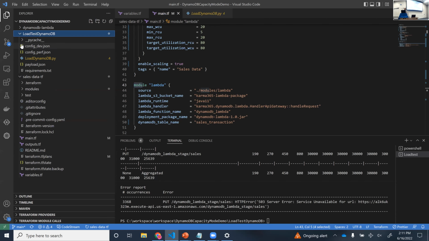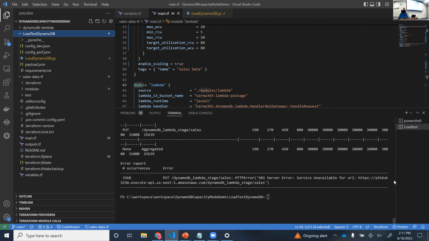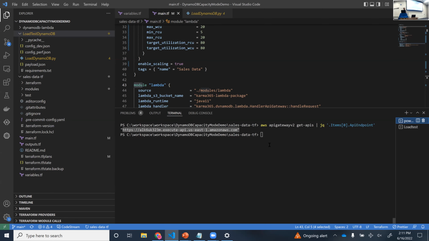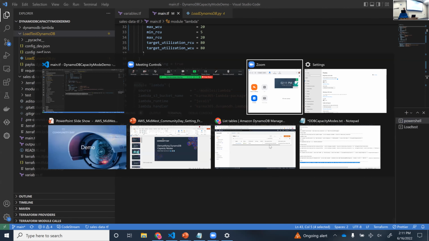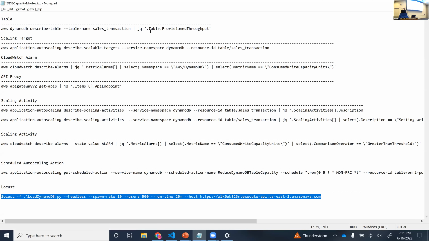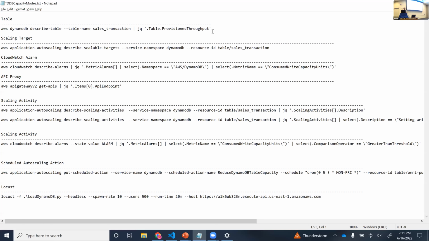So we also have another project. This is the Locust-based load testing library. I ran it right before this presentation for 20 minutes, so we can actually see what happens. Let's go here, and let's first look at the table and see what is the current provisioned capacity for the table.